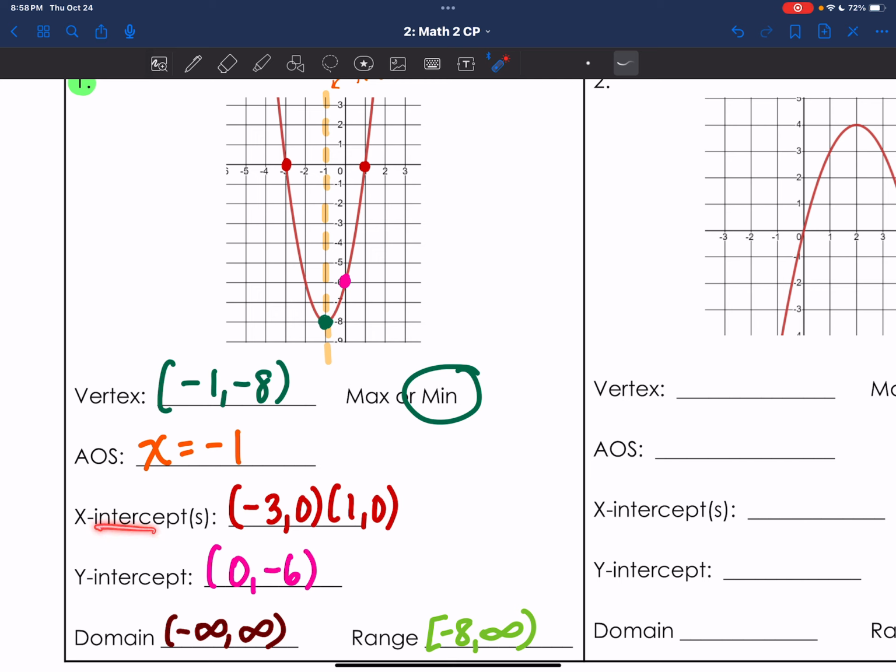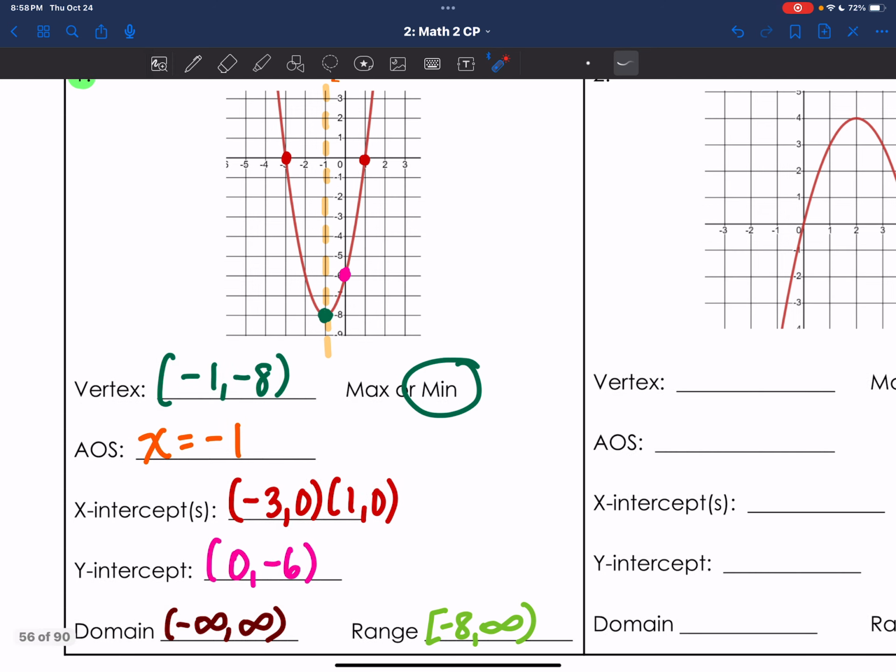All right, the x-intercepts, let me zoom in a little bit more. The x-intercepts are going to be wherever it crosses the x-axis. And here we have -3, 0, and 1, 0. So those would be the roots, the zeros, the solutions. And your y-intercept is right here. And yes, I know the axis of symmetry is off to the side, but this is actually your y-axis right here.